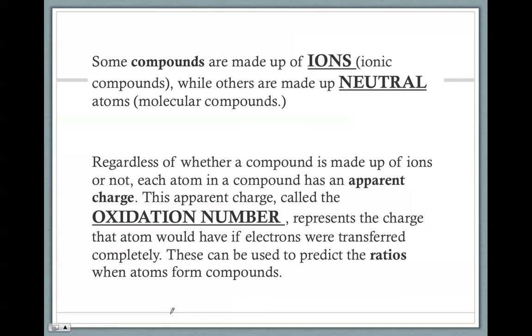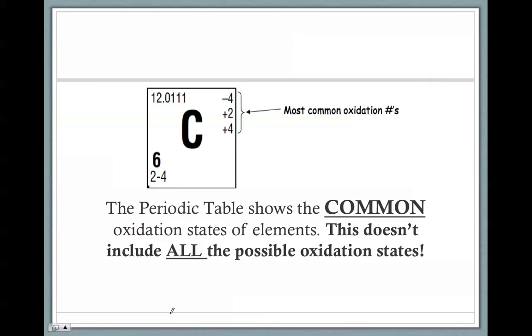All right, so some compounds are made up of ions, such as in ionic compounds, while others are made up of neutral atoms, such as in molecular compounds. Regardless of whether it's made up of ions or not, every atom, when we have a compound, has an apparent charge, and we call this apparent charge the oxidation number, which some of you have noticed already on the periodic table in your reference tables. This represents the charge of the atom if electrons were transferred completely. So we can use this information to predict the ratios when atoms form various compounds.